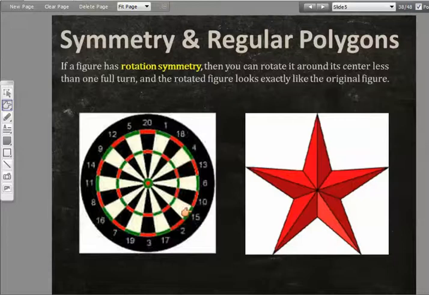This right here, of course the numbers aren't going to be the same, but just ignore the numbers. If I was to turn this in any direction, it's still going to look the same. If I took this black sector, matched it up, turned it, matched it up to where this one's at, it's going to look exactly the same. So that's rotational symmetry.